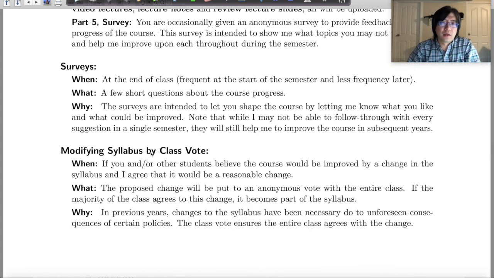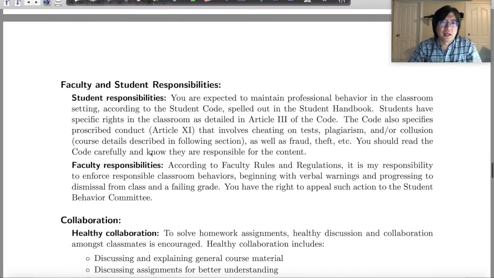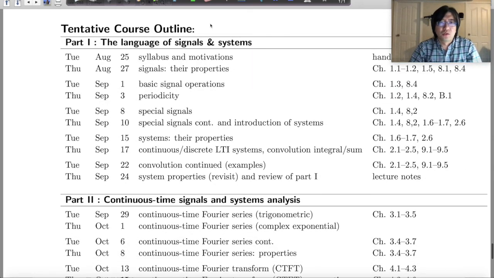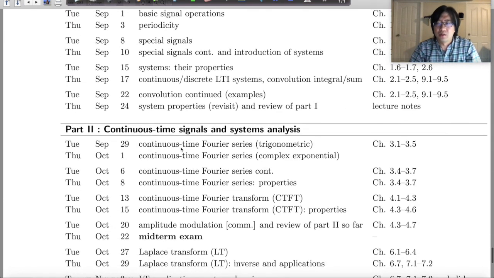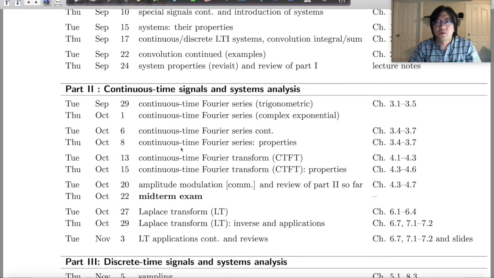You may note that during this class we may need to make changes. In the syllabus, you can see the tentative course outline here. Those are basically all the materials that we're going to cover for now. But if we're going to change anything, for example, if some of you are extremely interested in some content that will not be covered in this class, we can vote on that. If you say yes, I can cover those.